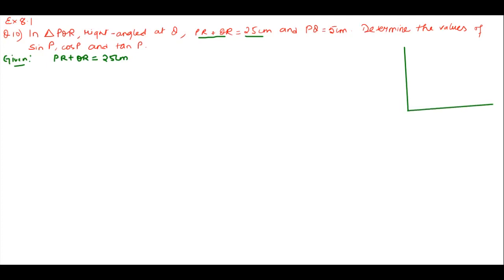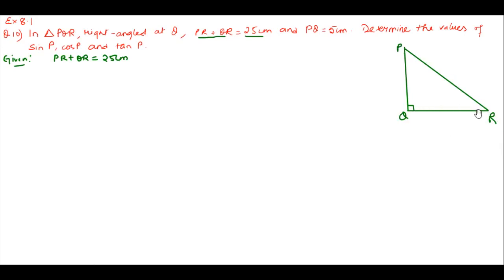Here the name of the diagram should be according to the question, because they have mentioned the name of the triangle. The triangle is PQR, so Q should be 90 degrees. It's clearly mentioned. So what does PR plus QR is equal to 25 centimeter mean? Sorry, I'm making the same mistake. This should be R, right? Okay, so now what does PR plus QR mean?